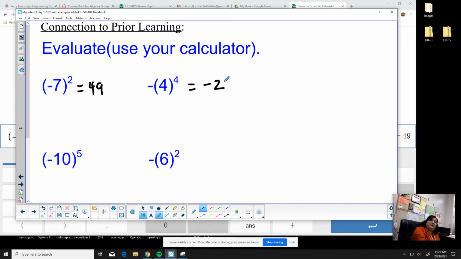So this one's -256, if you stopped and did what I asked. This one's -1 with 5 zeros, so -100,000. I knew it'd have 5 zeros because of the 5. And this is -36. So I'm hoping you typed those into your calculator. Okay, type them in exactly like they are, including the parentheses.